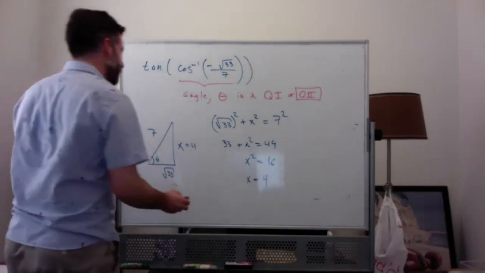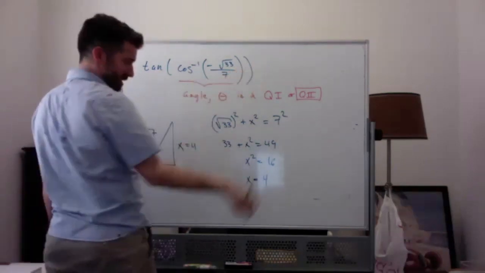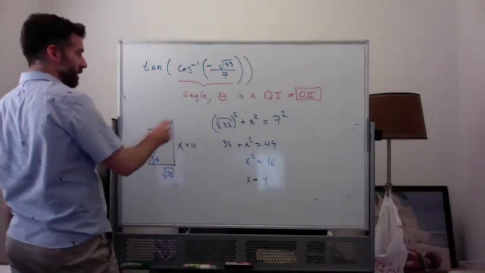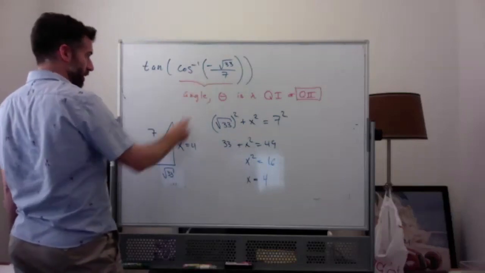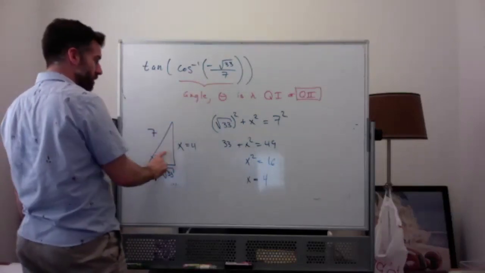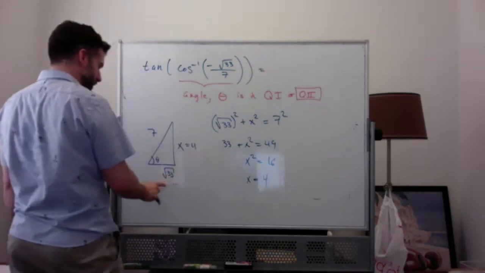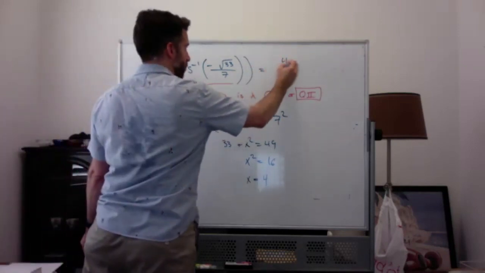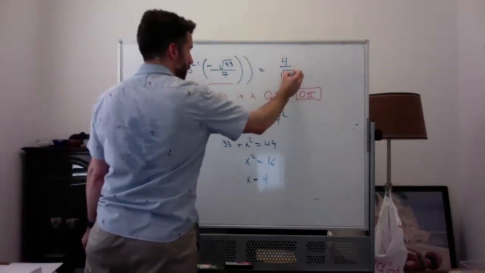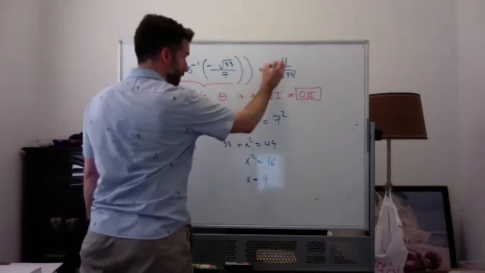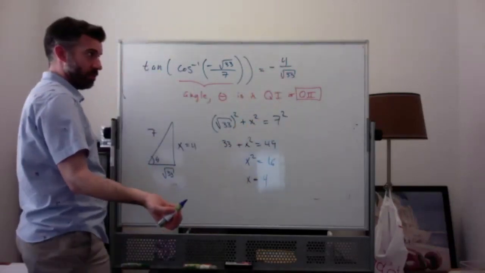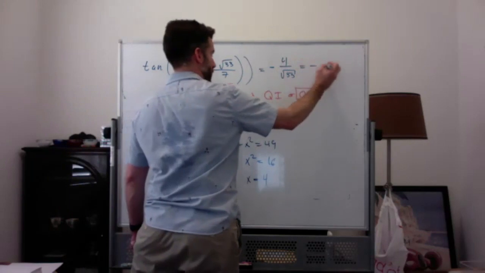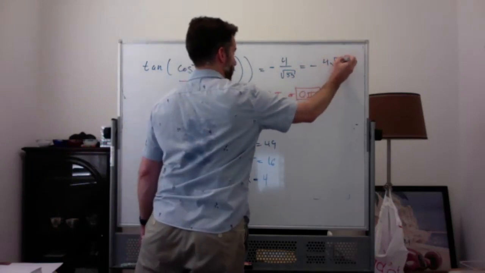So then, I'm just going to write it up here since I'm kind of out of room. Tangent of this angle is opposite over adjacent, which is 4 over root 33. But it's negative because our angle is in quadrant 2. And then we should also rationalize it as negative 4 root 33 over 33.